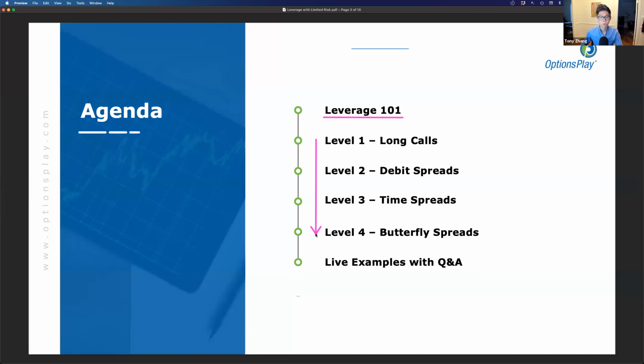We're going to go from beginner to advanced, starting from the very beginning, long calls, the simplest option strategy that almost everyone here is probably at least familiar with, talking about how that improves your leverage by moving over to debit spreads. And then we're going to talk about variations of a debit spread, which is using time spreads to further potentially reduce your risk and increase your leverage, but what trade-offs you make when you're trading time spreads. And lastly, we'll talk about butterfly spreads, where you can get maximum leverage, but at the same time, when you get that maximum leverage, there are some trade-offs with that. And then at the end, we'll try to go through some examples and open this up for Q&A.